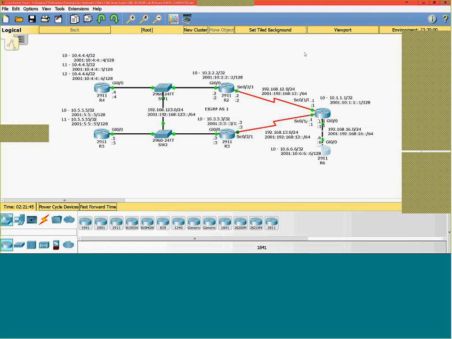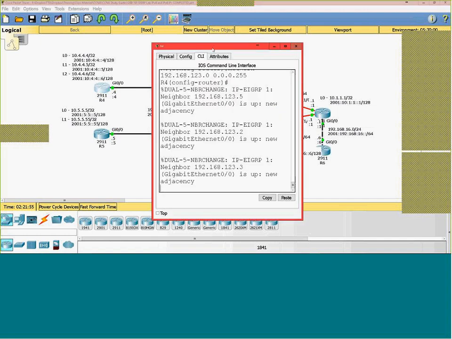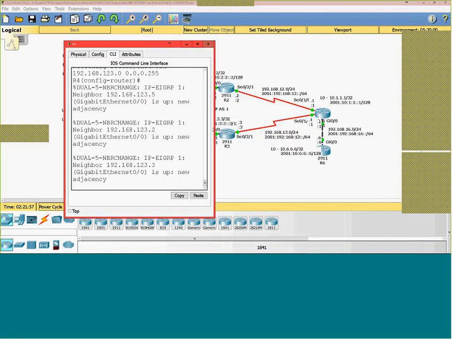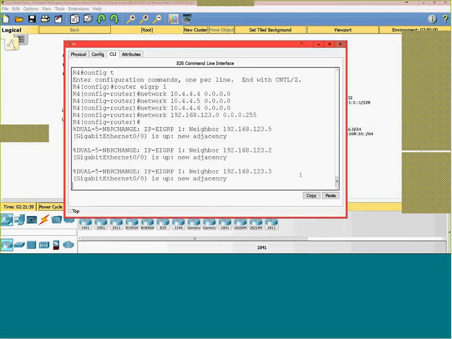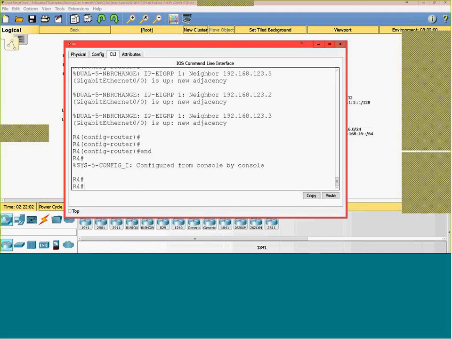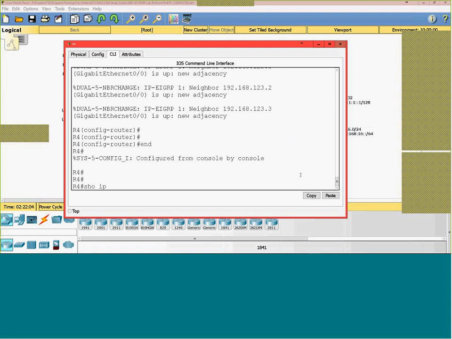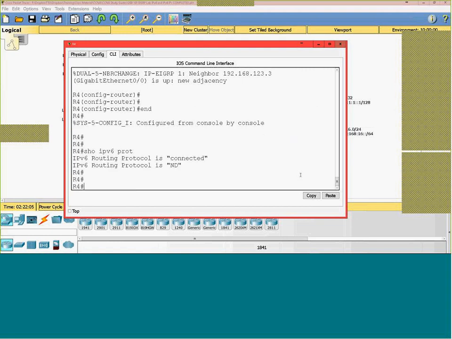Now what I'm going to do is I'm going to go back across the whole topology, and I'm going to implement EIGRP for IPv6. These are completely separate protocol stacks, so you have to configure these protocols independently. All right? If I do a show IPv6 protocols, I can see that the only protocols I'm running are connected.